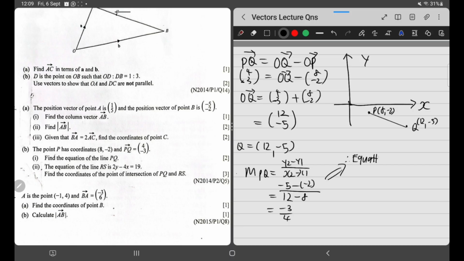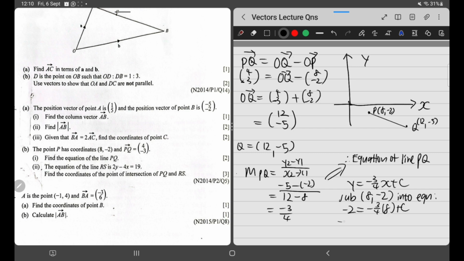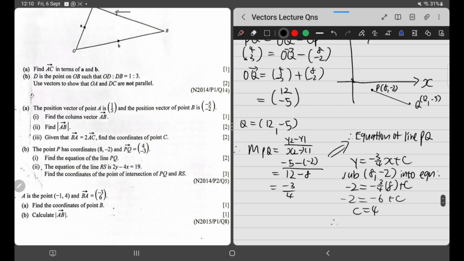Hence, the equation of line PQ is y equals -3/4 x plus c. I sub in any one of the points. I sub in (8, -2) into the equation. I get -2 is -3/4 bracket 8 plus c. And then I get -2 is -6 plus c. Therefore, c is 4. Hence, my equation of line PQ is y equals -3/4 x plus 4. That is the answer over here.